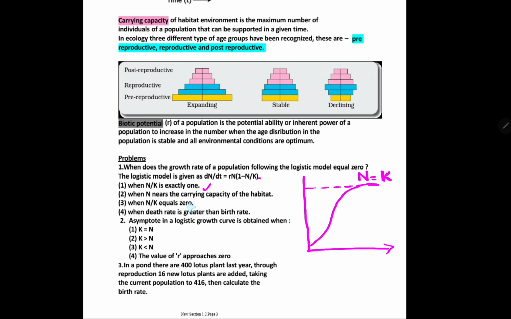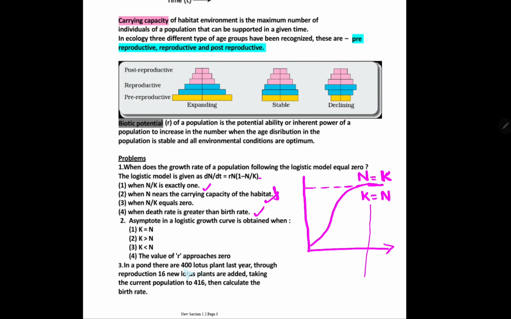Next, N by K equals 0 when the death rate is greater than the birth rate. The answer will be this one, students: when N is near the carrying capacity. Fine or not? When N is equal to the carrying capacity, this population will not increase in future. Next question: asymptote in the logistic growth curve is obtained. Asymptote means zero growth. So it will be observed when K is reached and the population density reaches the extent after which the ecosystem cannot carry it. Okay, fine.